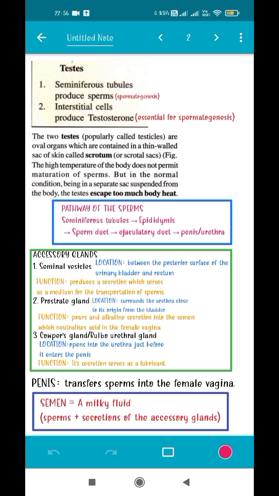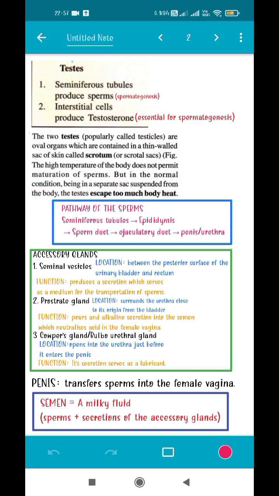So the testis has two functions. It contains a group of tube-like structures, highly coiled, called seminiferous tubules, which produce the sperms. And this process of production of sperms is known as spermatogenesis. Next are certain specialized cells called interstitial cells. They produce the male hormone testosterone. This hormone is not only essential for the production of sperms, but also provides some sexual characteristics to males. For example, the growth of body hair and the growth of beard are also performed by testosterone.